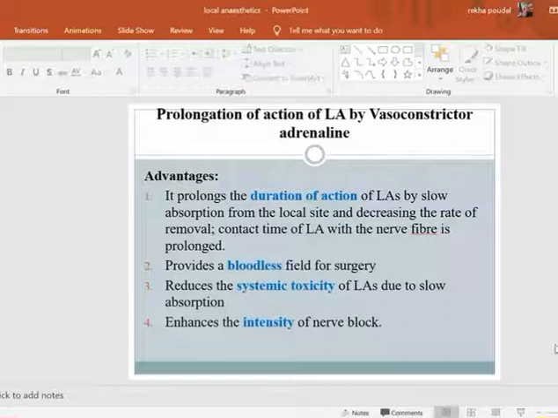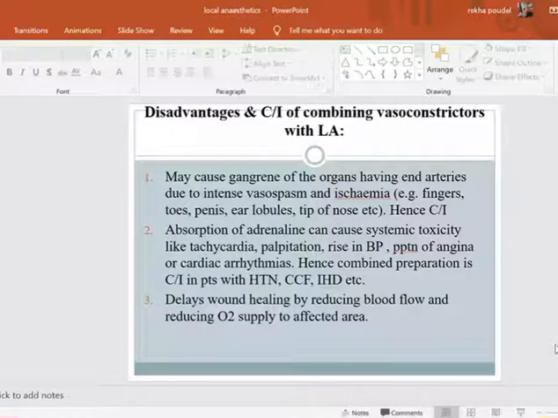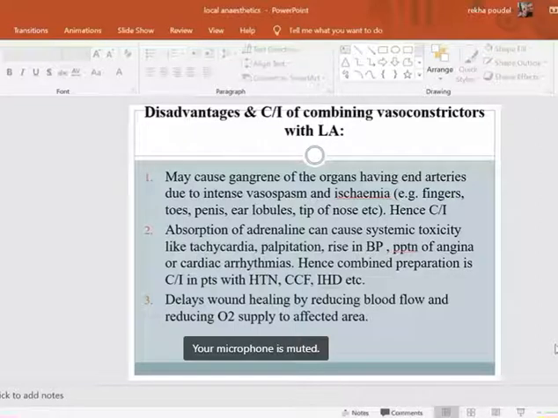Now, what are the disadvantages of combining these two drugs, or what are the contraindications of combining these two drugs? So, whenever these two drugs are given in combination, it may cause gangrene of the organ having end arteries due to intense vasospasm and ischemia. So, what are the body parts, or what are the organs where we cannot use local anesthetics along with vasoconstrictors? They are fingers, toes, penis, ear lobule, and tip of the nose. These are the organs which have end arteries.